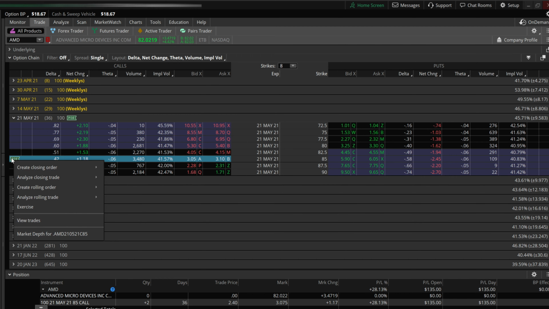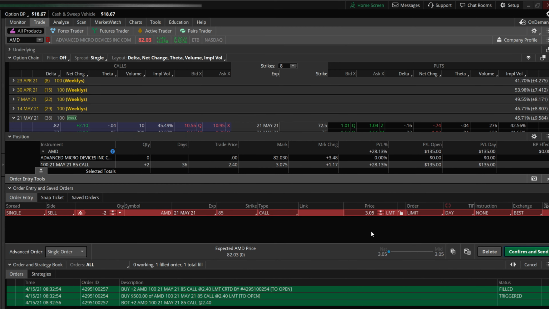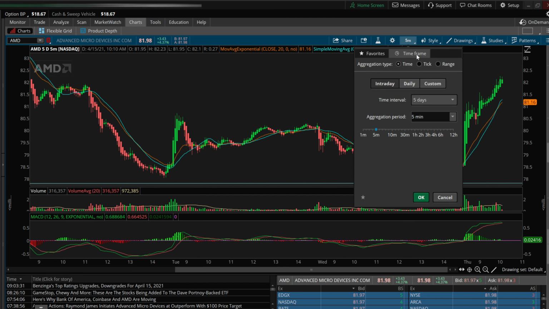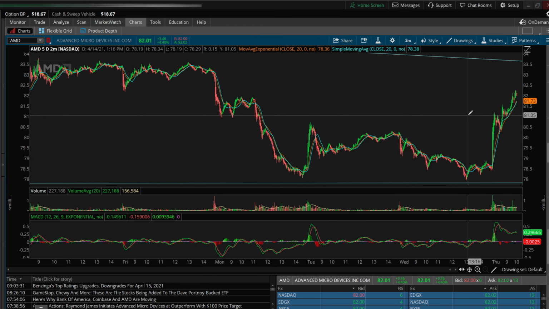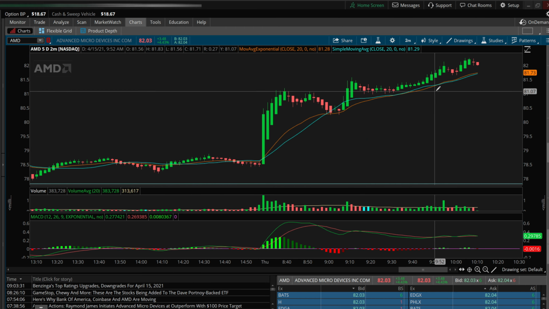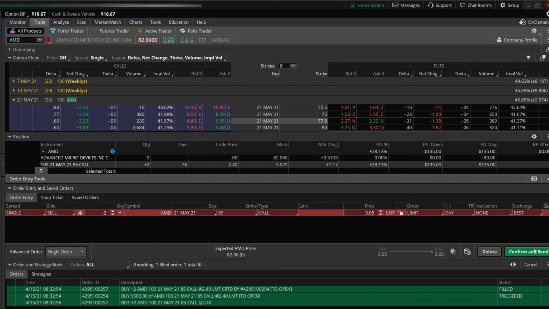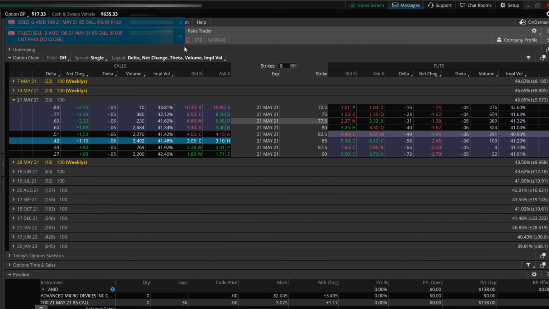So I'm gonna right click here, create closing order, sell, and it automatically creates it. It's already got 2 in there. I'm gonna click on mid. Let me look at this chart real quick. Yeah, I think that I'll be happier just waiting for the next little push. So I'm gonna go ahead and click confirm and send, and done. I'm out. So $138.